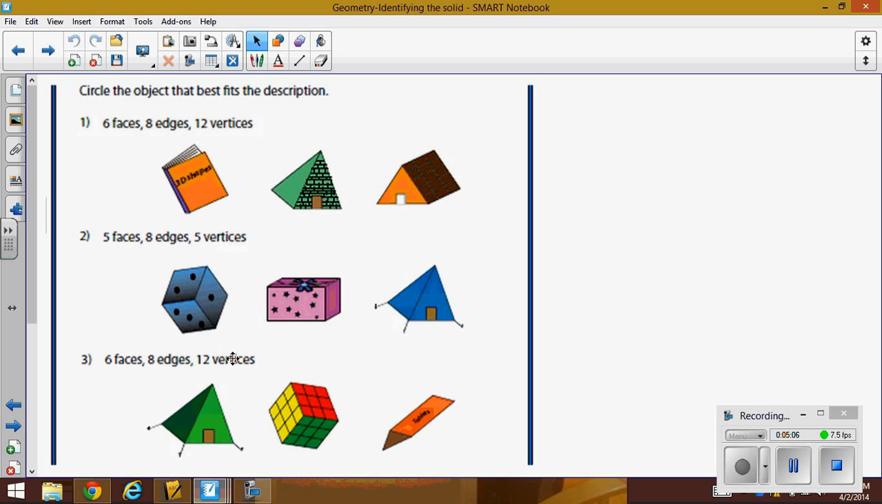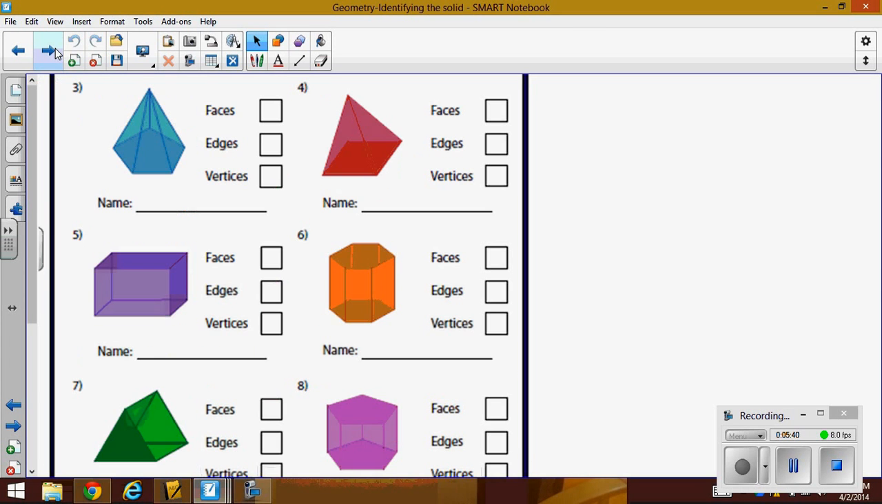All you need to do for this is just write, number 1, figure 1, figure 2, or figure 3, or you could actually name it, the book, the pyramid, or you can even call this one a teepee or a triangular prism. For number 2, you can tell me it's the die, it's the present, or it's the tent. And number 3, you can tell me it's the tent, the Rubik's Cube, or I'm not sure what that is, so you can call it the triangular prism. Okay, so if you need to pause here, please do so.